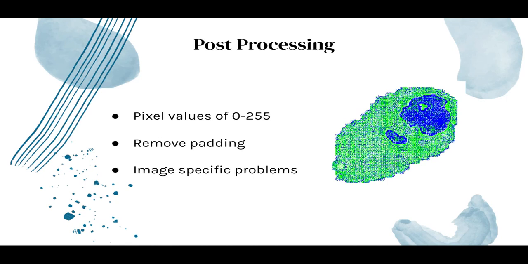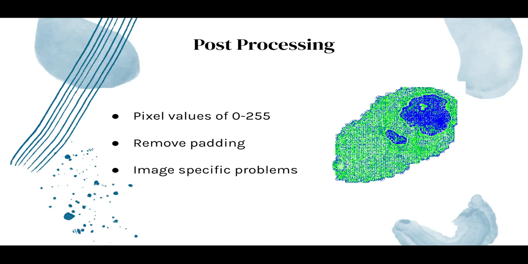After making our model, we have to make some post-processing adjustments to ensure that it's an actual usable segmentation map. Generally, machine learning models output values from 0 to 1, but to make it an image, we need to make it values from 0 to 255. And then, if we added any padding during the pre-processing, we should remove that. But the most important part of the post-processing step is to make sure that any issues with the UNet are fixed.